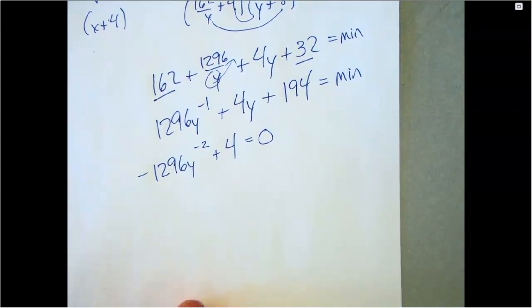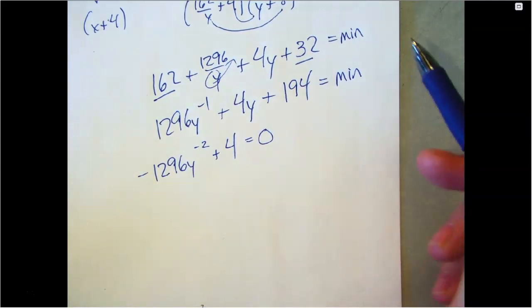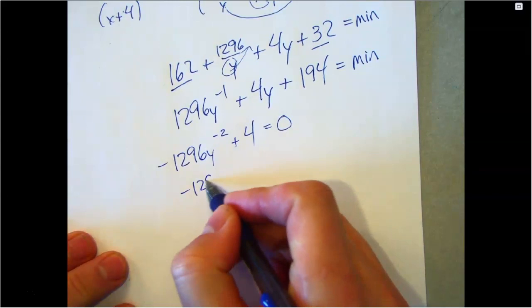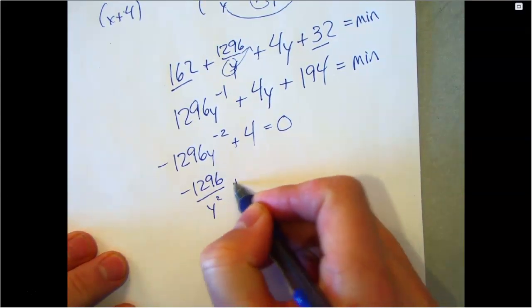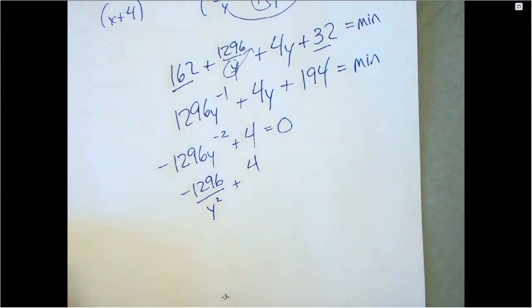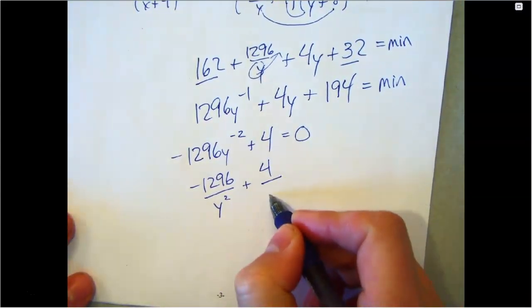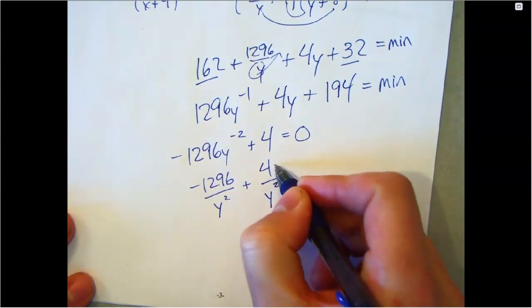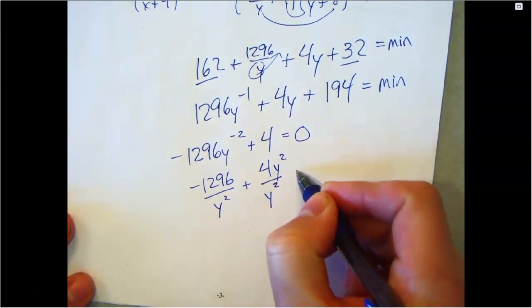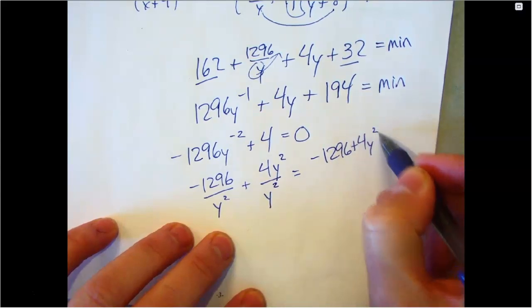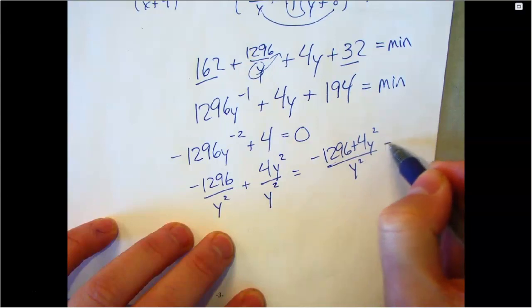Now we did this. We have to get this into one fraction, with the top and bottom equal to 0. So we have to make this into one fraction. So this is 1296 over y squared plus 4. So then what do I need to put on the bottom here? Y squared. So what do I need to put on the top here? Y squared. So now I have negative 1296 plus 4y squared over y squared.